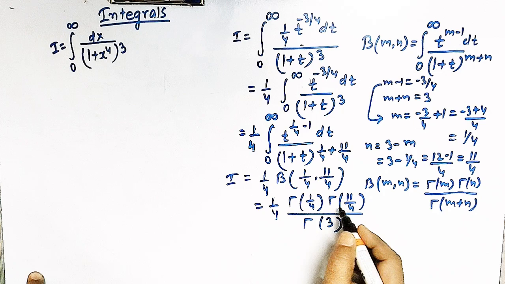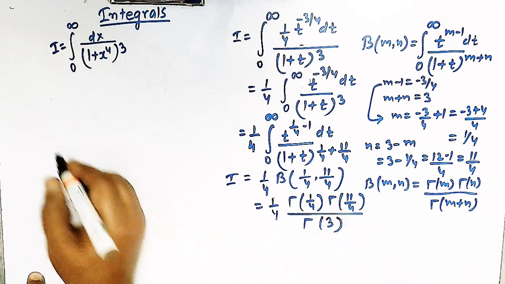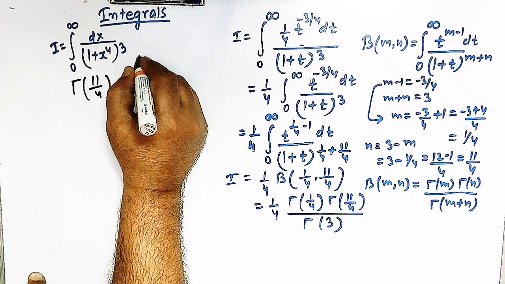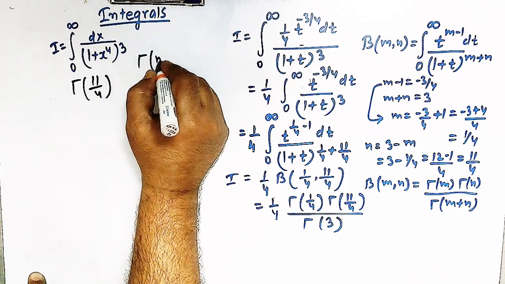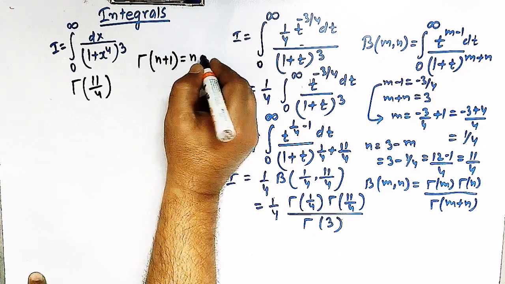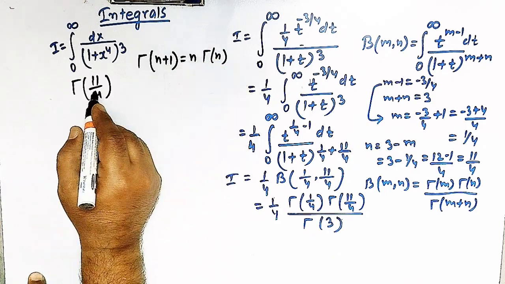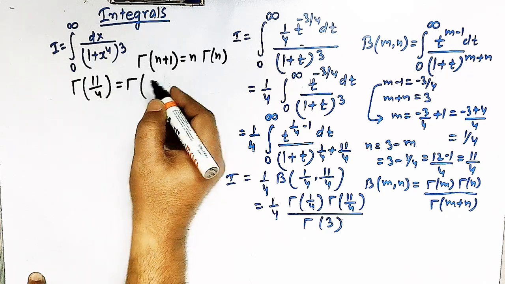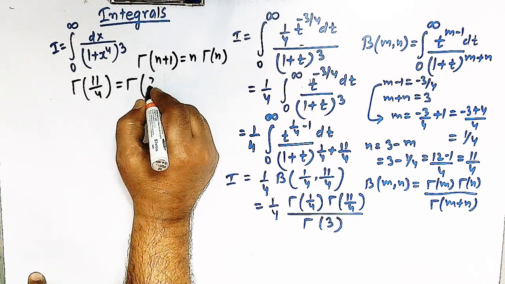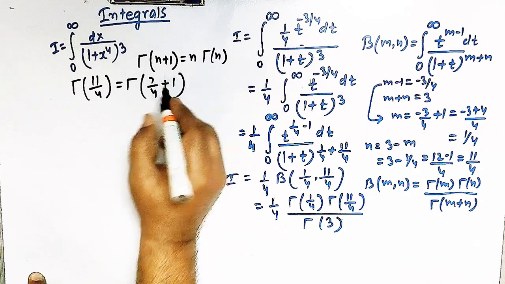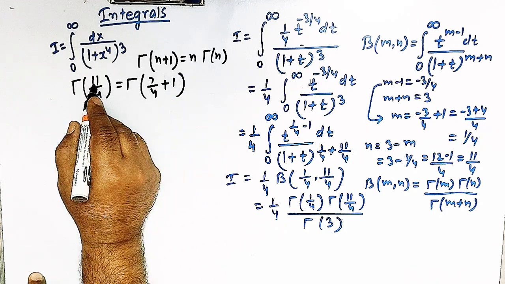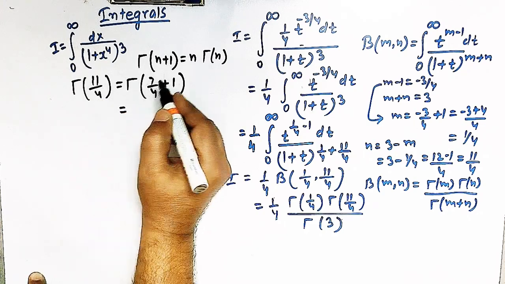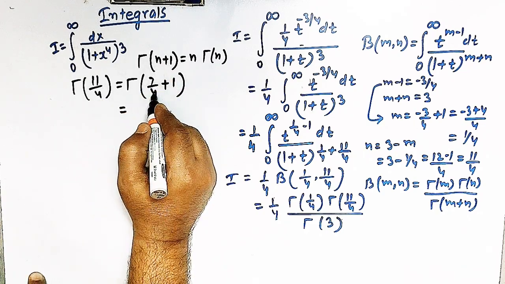So now let us write the value of gamma 11 over 4 by using this relation, that is gamma n plus 1 is given by n times gamma n. So here we can now split 11 over 4 as 7 over 4 plus 1, because 7 plus 4 is 11, and we have 11 over 4. So now here the value of n is now 7 over 4.